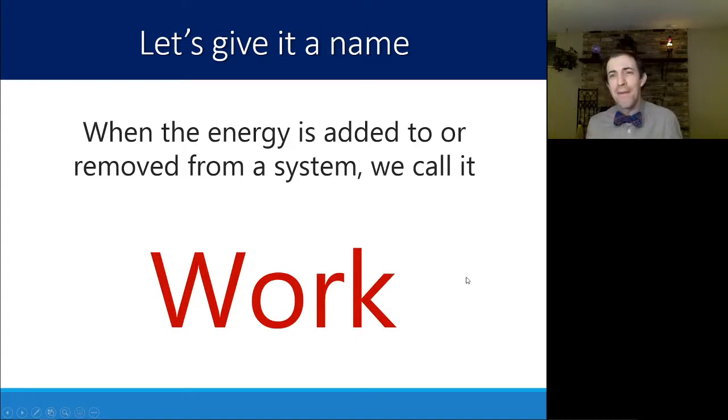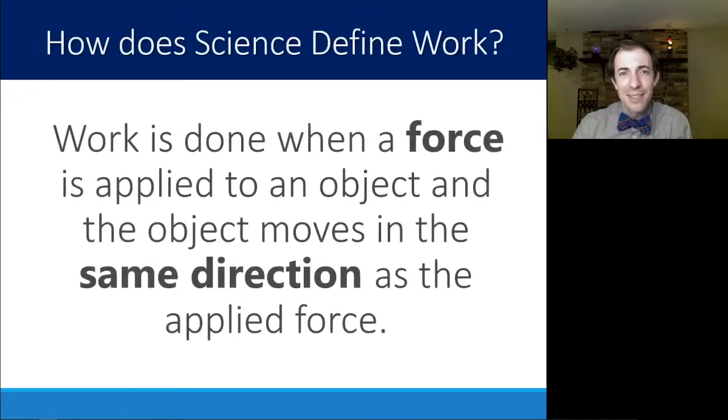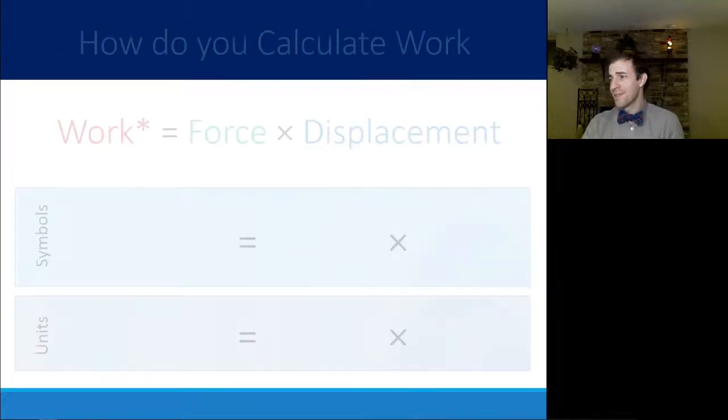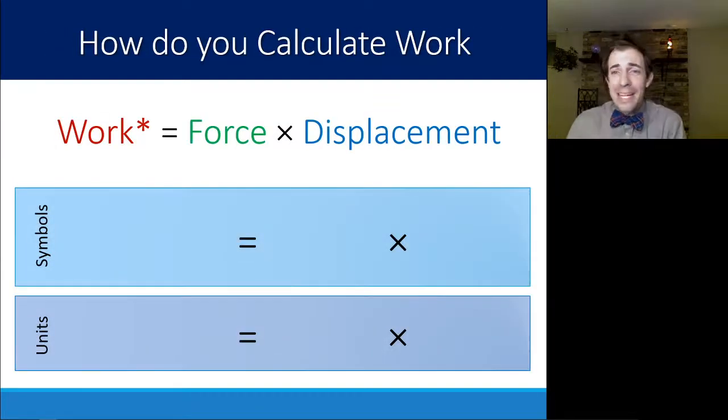Now, a tricky part about physics that we run into every once in a while is we use words that are pretty common in our everyday language, but they have very specific meanings in terms of physics. In this case, work is defined as a force being applied to an object where the object moves in the same direction as that applied force. So, two things that are important here. You have a force and you have a direction that force is going. Now we can calculate this and quantify this using those two ideas, the force and the displacement.